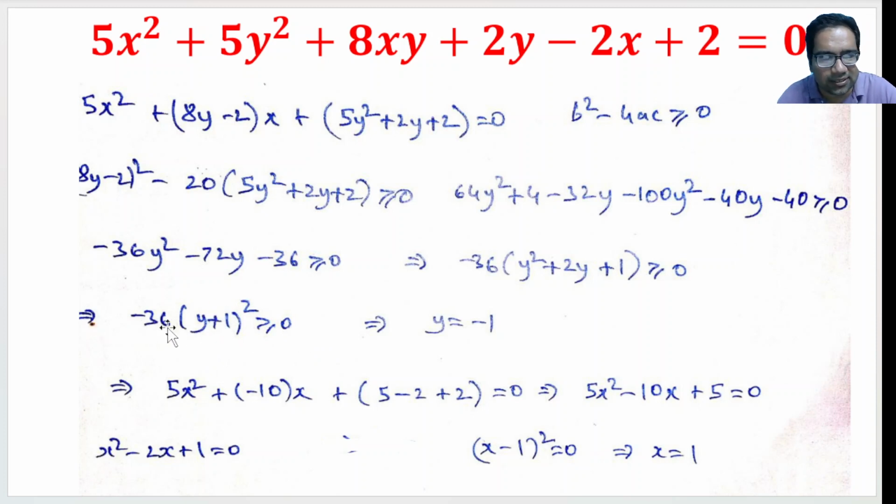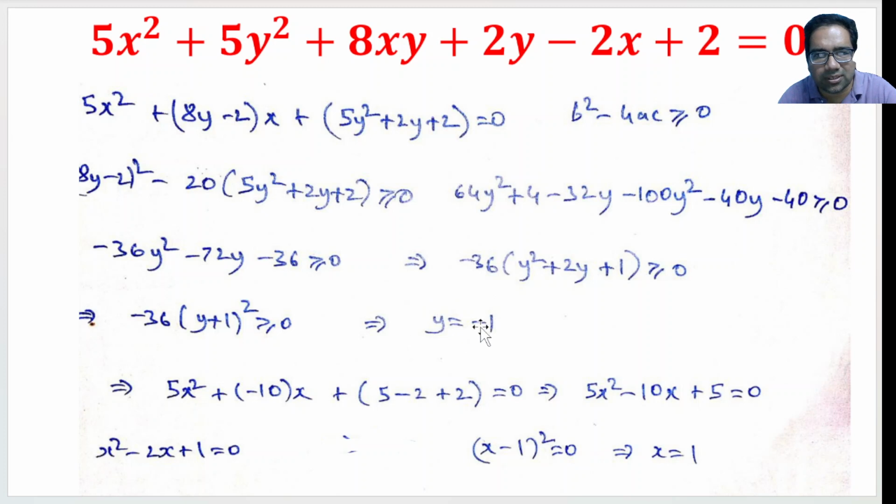But there is −36 here. That means this product will always be less than or equal to 0, because (y + 1)² is positive and −36 is negative. The only way this inequality can hold is if it equals 0. Otherwise, for all y other than −1, this expression will always be less than 0. That means y should be −1 to make this expression 0. Right. So we have got y as −1.